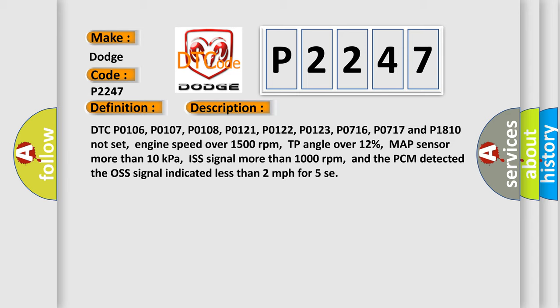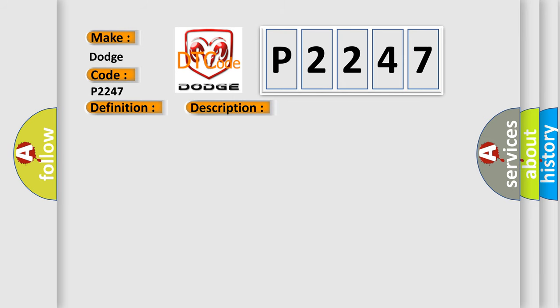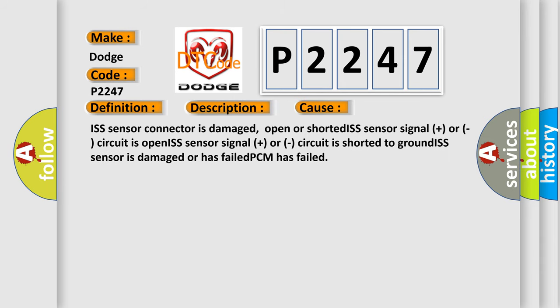This diagnostic error occurs most often in these cases: ISS sensor connector is damaged, open or shorted, ISS sensor signal plus circuit is open, ISS sensor signal plus circuit is shorted to ground, ISS sensor is damaged or has failed, PCM has failed.